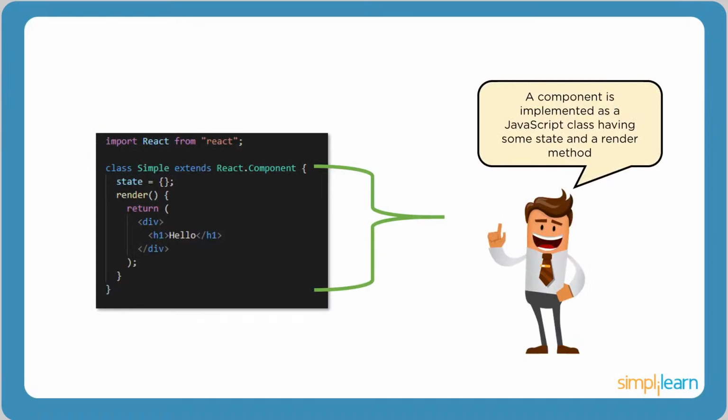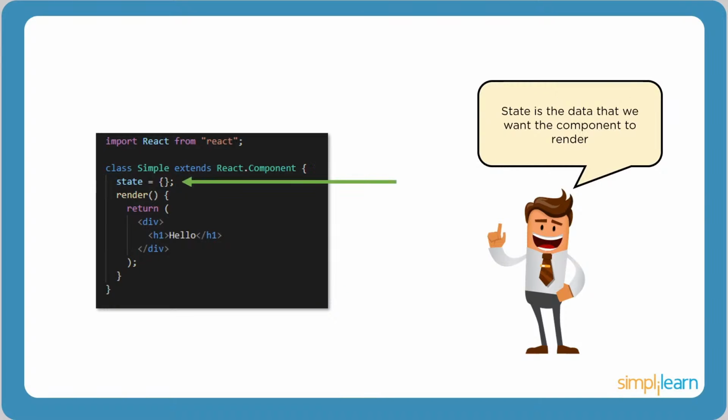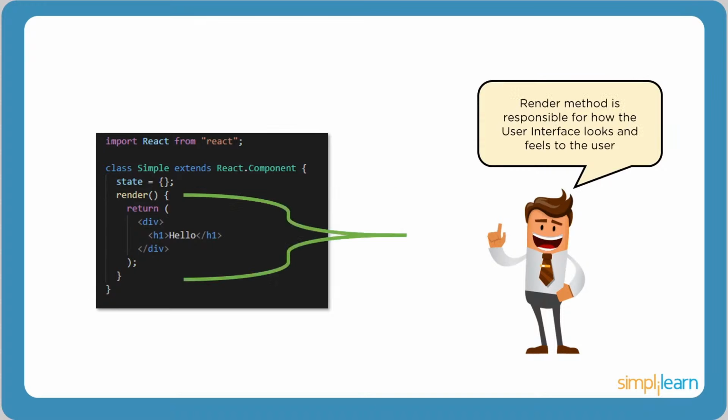Consider the following code snippet. A component is implemented as a JavaScript class having some state and a render method. State is the data which we want the component to render. The render method is responsible for how the UI looks and feels to the user.